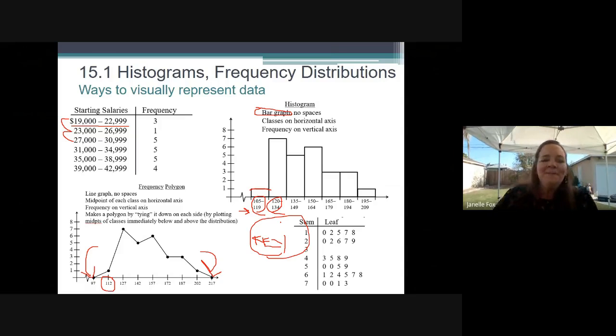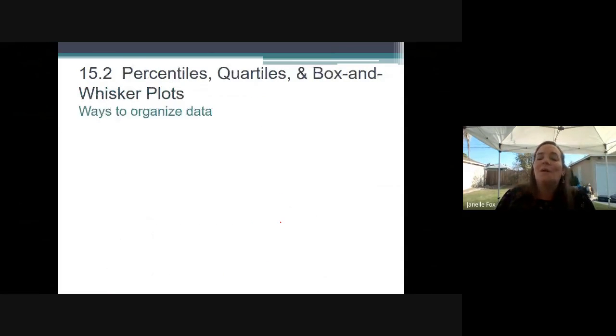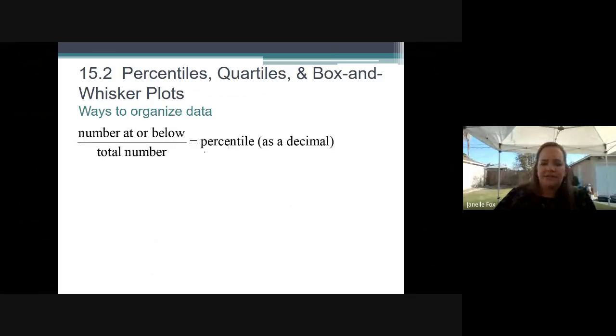Okay, section 2 was basically how to organize our data. We talked about percentiles, quartiles, box and whisker plots, all that good jazz. If you're going to do a percentile, remember a percentile is basically just a fraction. It's the number at or below over the total number, and that becomes your percentile. It always comes out as a decimal. So if you got 0.85, then that's the 85th percentile, and they would write it as P with a little 85 as a subscript for the 85th percentile.